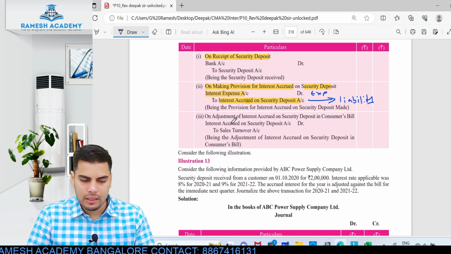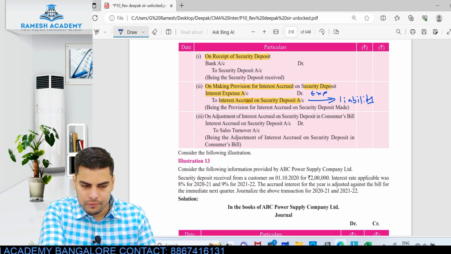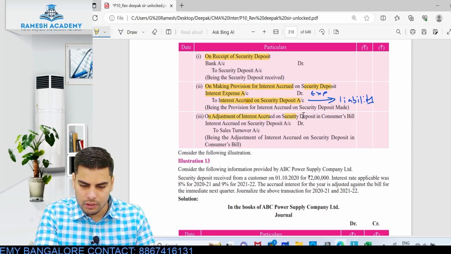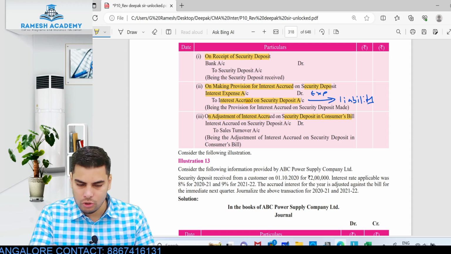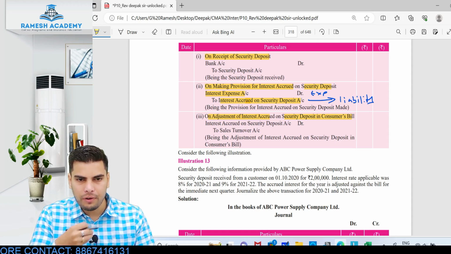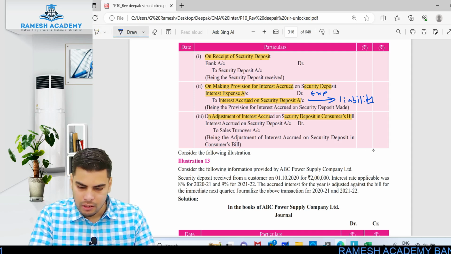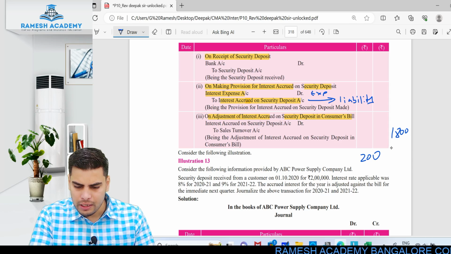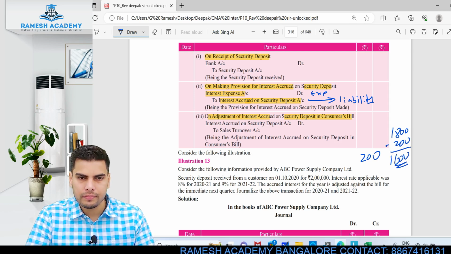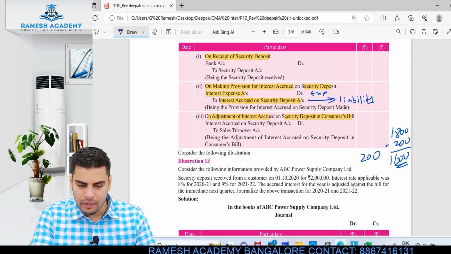Clear? Then the next thing is on adjustment of the interest accrued on security deposit in the consumer's bill. Instead of literally paying this interest, we'll be adjusting it in this particular bill. Let's say interest accrued is 200 rupees. If his actual bill was, let's say, 1800, we'll tell him you have earned some interest, so don't pay this 200 rupees. This month just pay 1600, more than enough. Correct? So what will be the entry at that point of time?